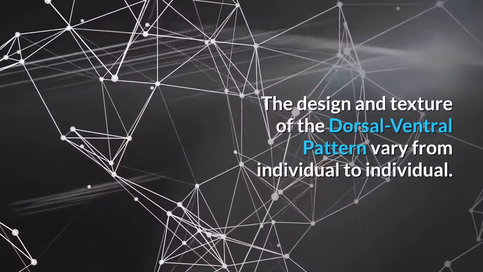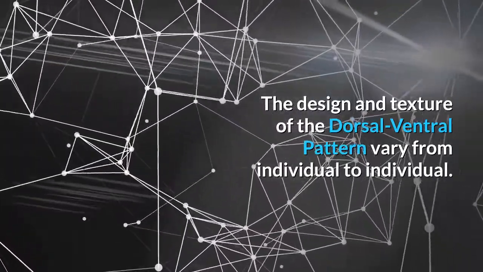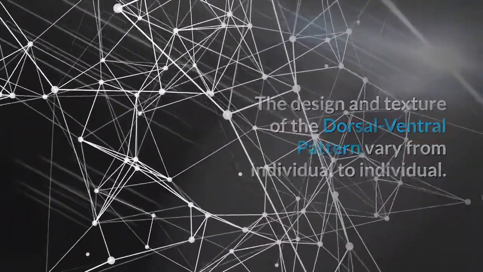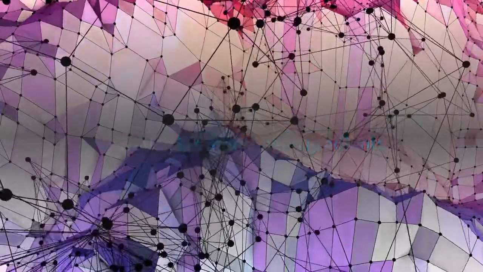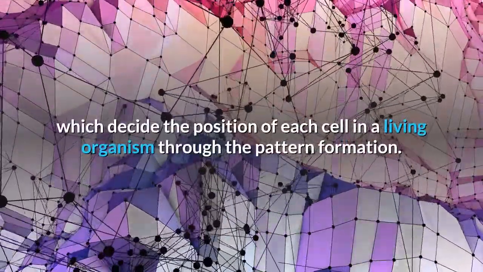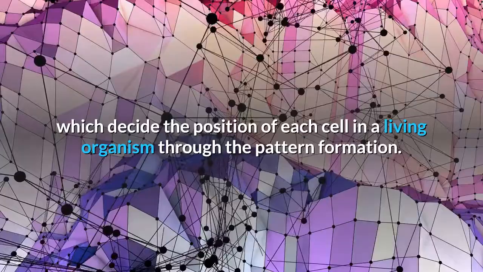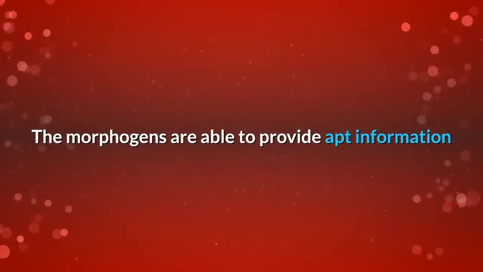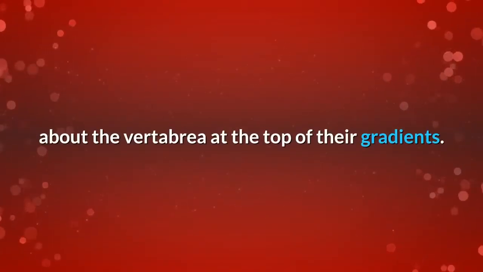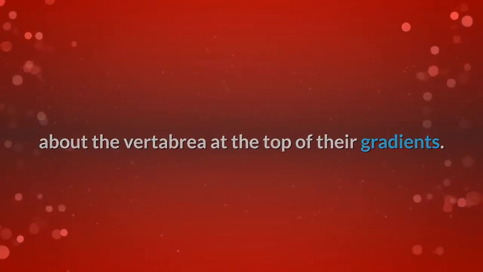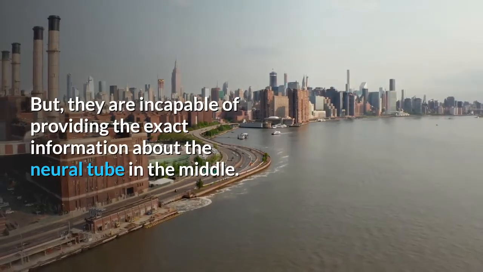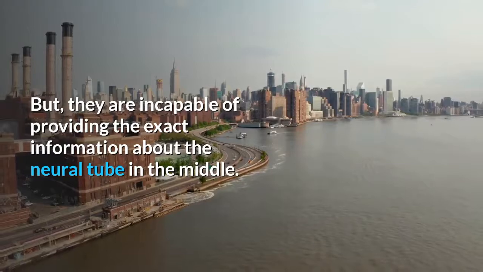The design and texture of the dorsal-ventral pattern vary from individual to individual. However, its morphogen gradients decide the position of each cell in a living organism through the pattern formation. The morphogens are able to provide apt information about the vertebrae at the top of their gradients. But they are incapable of providing the exact information about the neural tube in the middle.